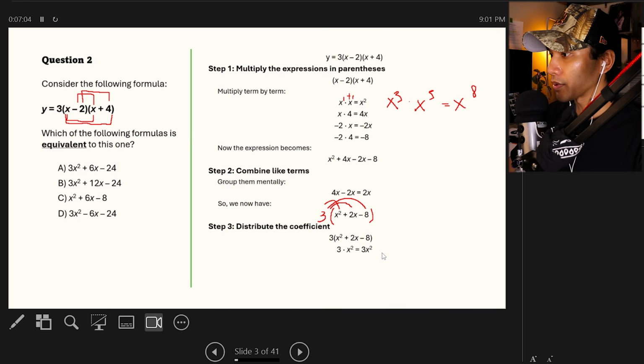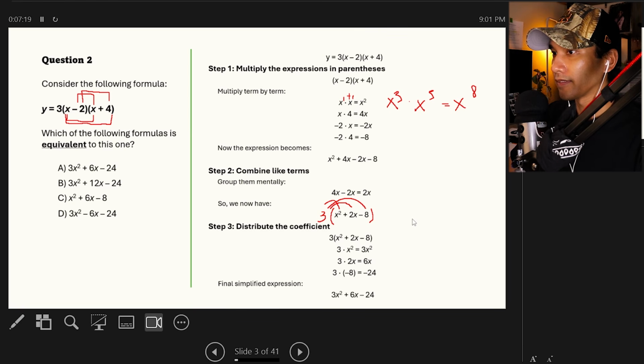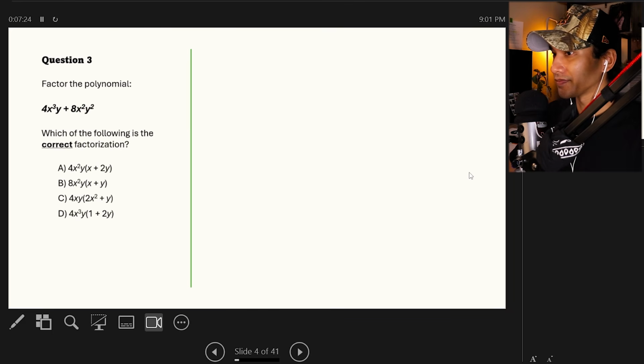3 times x squared equals 3x squared. 3 times 2x equals 6x. 3 times -8 equals -24. And that's our simplified expression. And that is answer choice A again. Okay, perfect. Moving on to 3.